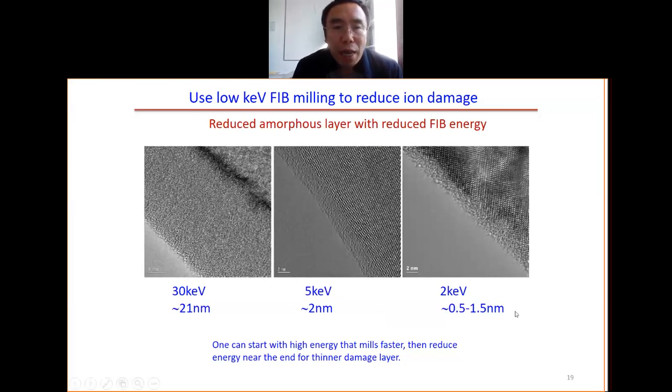So how to minimize the damage? One thing you can do is start with high energy, like 30 keV. When you have high energy, the milling will be fast. You get higher current, you get faster milling. Then near the end, you use lower keV. When you use 2 keV, only the top nanometer becomes amorphous or gets damaged. But in reality, it's not so easy to realize low keV. When we have low keV, the liquid metal ion source will no longer work very well. So usually we use more than 10 keV; for the machine we have, we don't go to 2 keV.